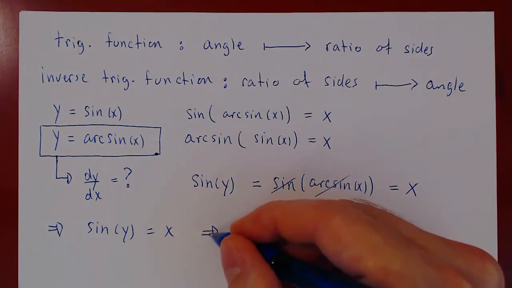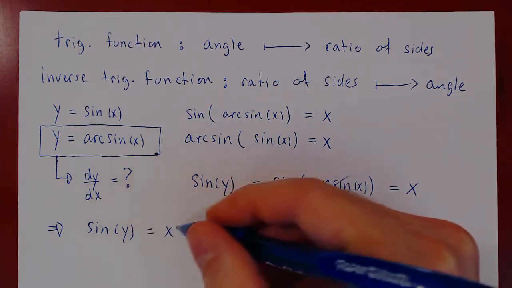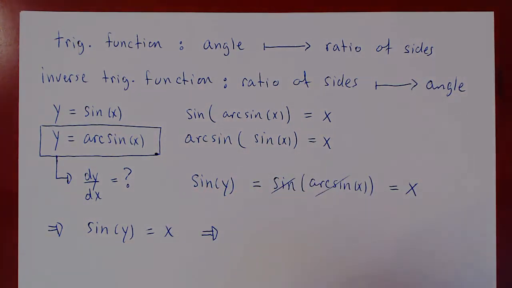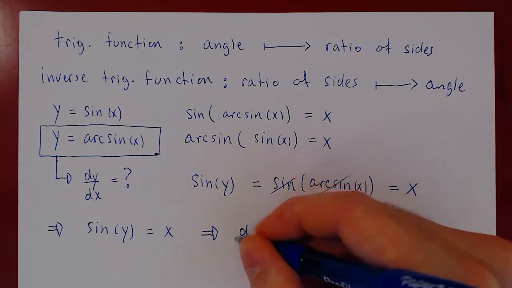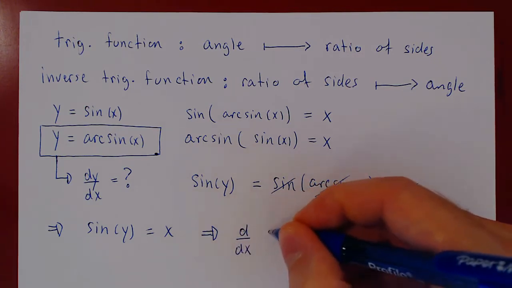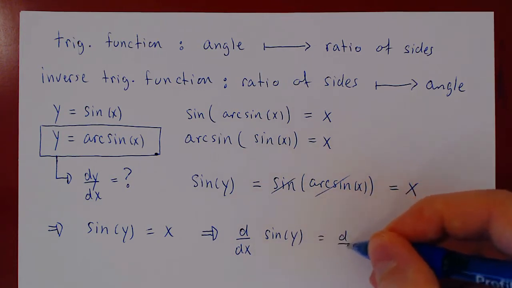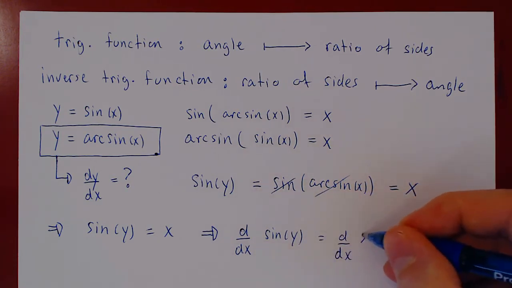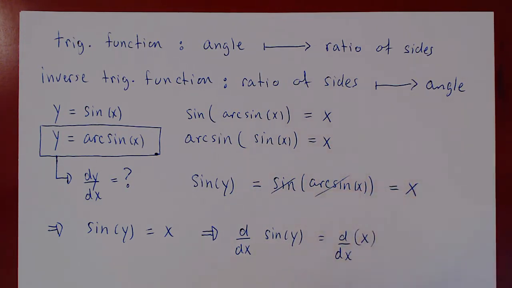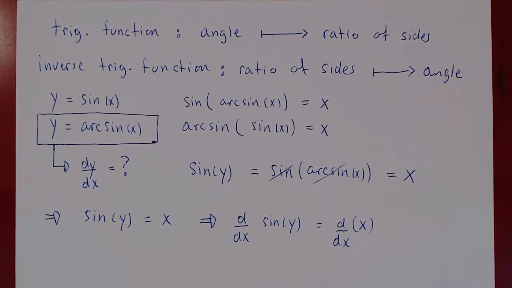So if the functions are equal as functions of x, they must have the same derivative with respect to x. So the derivative of the left-hand side, which is sine of y, must equal the derivative of the right-hand side, which is x. And now let's differentiate using the rules of differentiation.